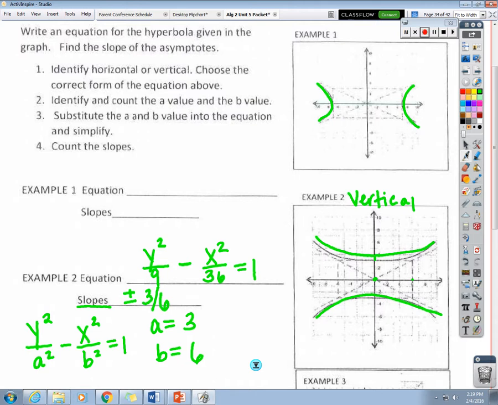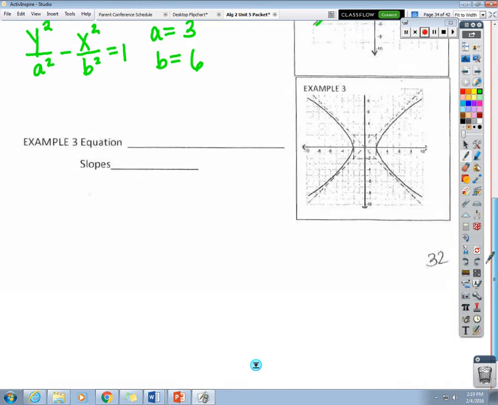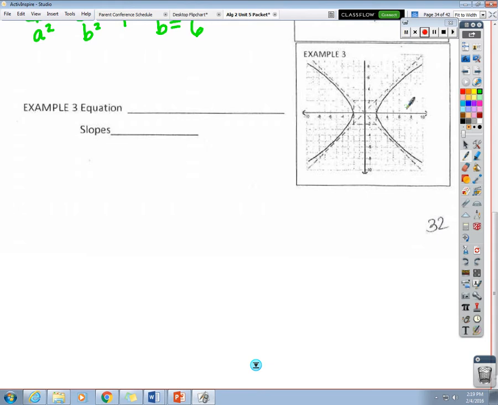All right, let's try the third example. Can I erase everything above it? Okay, example 3. Is it vertical or horizontal? Horizontal, because aren't they opening left and right? So it is horizontal.